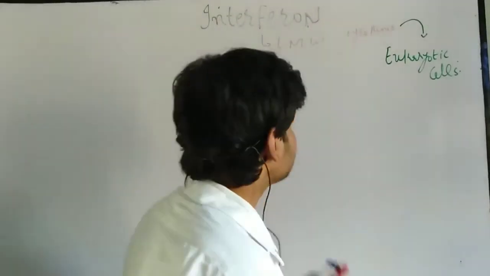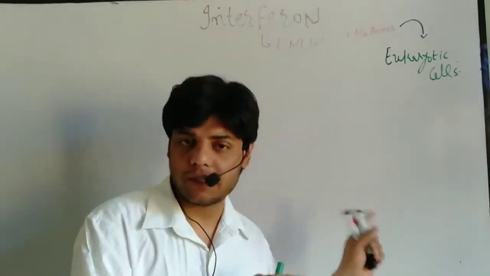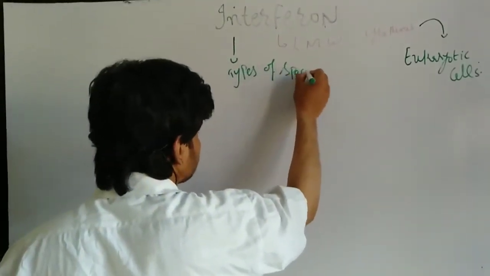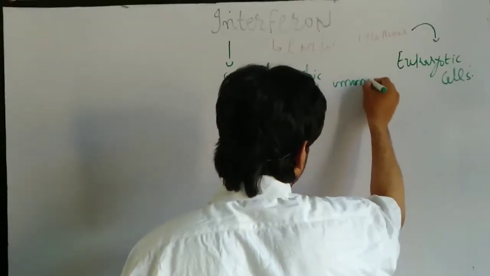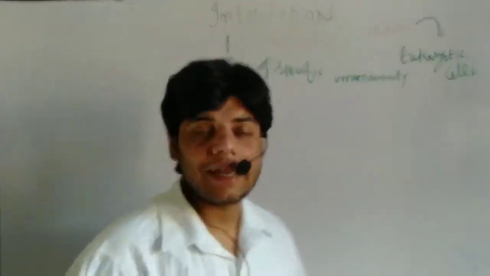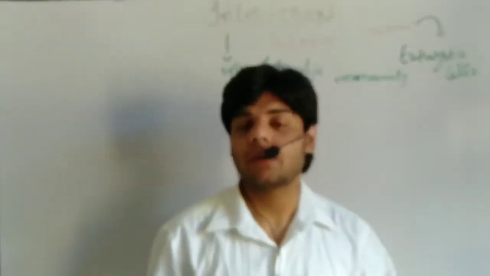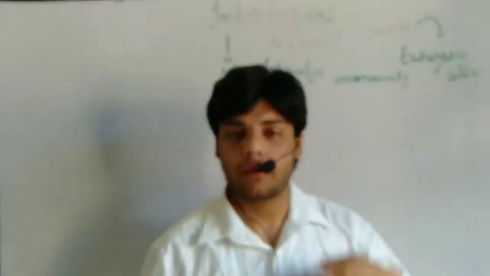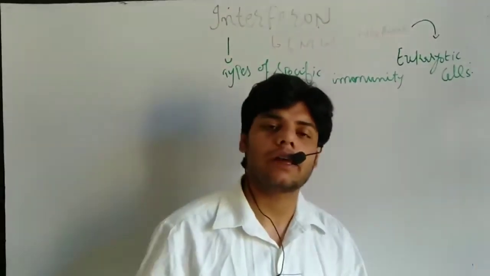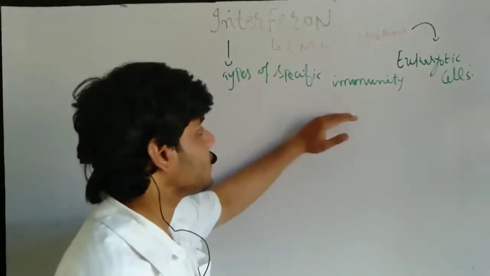Now the second thing is that interferon is a type of specific immunity. Why is it a type of specific immunity? Because it is only released against viruses. Whenever there is a virus infection inside our body, interferons are released in large numbers. That's why we can say that it is specific. It is not released against bacteria, fungi or euglena. It is only released against viruses. That's why we can say that it is a specific immunity.